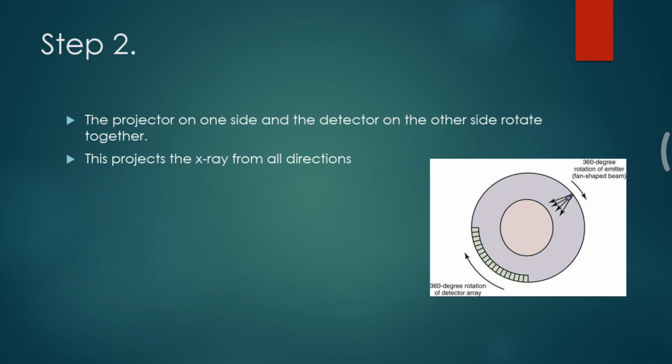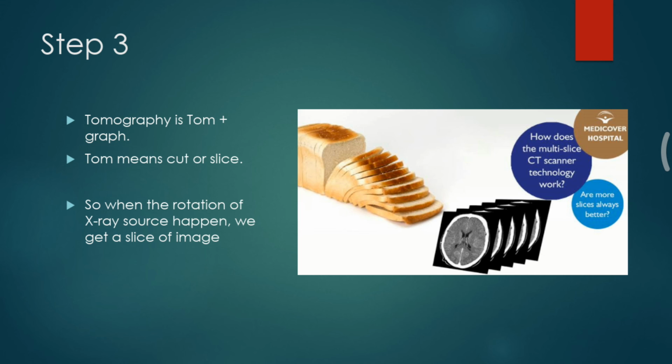It's not seeing, but basically when it rotates, it passes the X-ray from different directions and it is being captured. Now this aspect of capturing lets us get an image which is called a slice. So basically computerized tomography is what we are seeing. Tomography is a combination of two words, tomos and graph. Tomos basically means to cut or to slice.